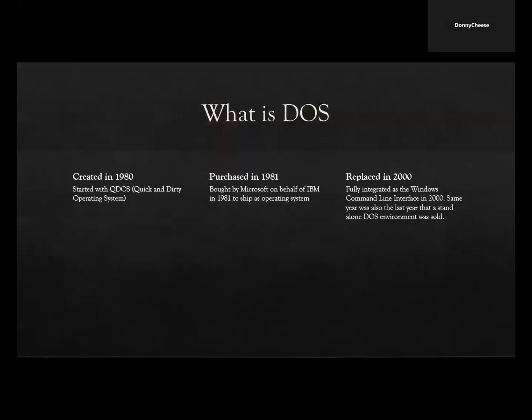So let's get into it. What is DOS? DOS is the basic operating system that launched with the IBM PC in 1981. It was previously QDOS, Quick and Dirty Operating System, and was produced by a man in Seattle in 1980, but was purchased by Microsoft in 1981. It's been the fundamental operating system for most Windows transactions.